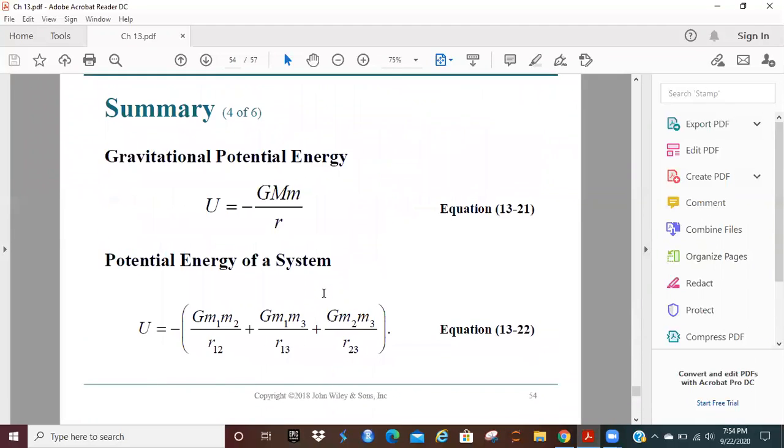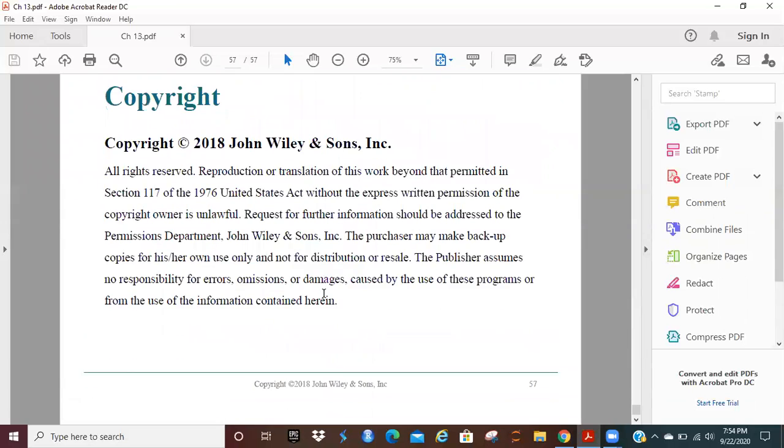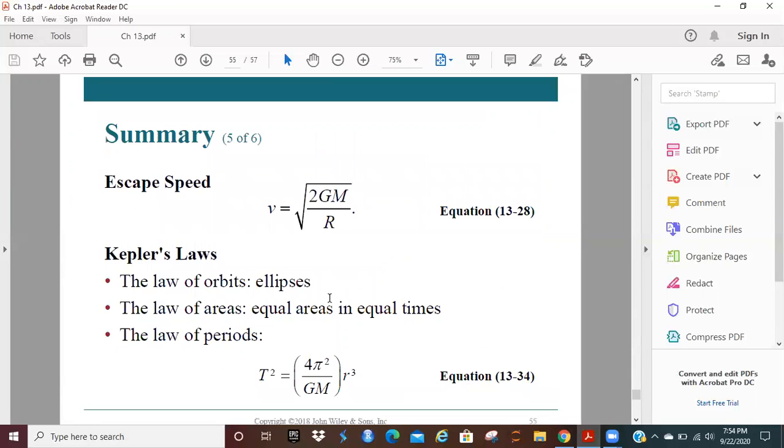And here is the summary at the end of the chapter. Next time, we will go on to chapter 14.